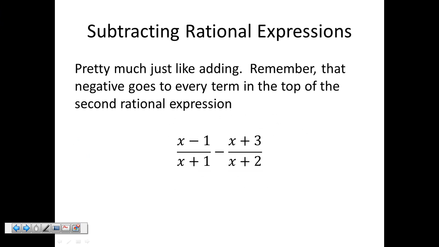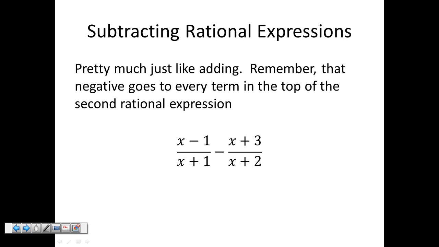Okay, now subtracting rational expressions. Subtraction is pretty much just like addition, and that's true in this case. I'm not going to bother showing an easy example. I'm just going to get right into it where we have different denominators in our two rational expressions.